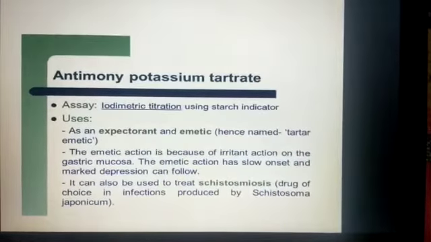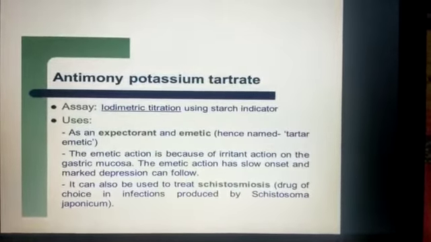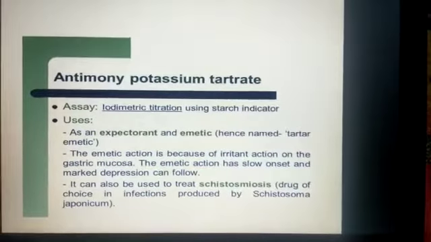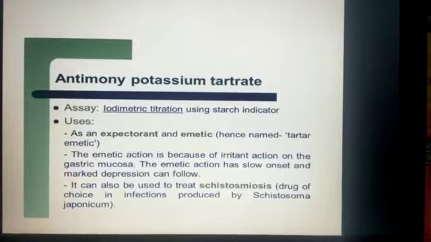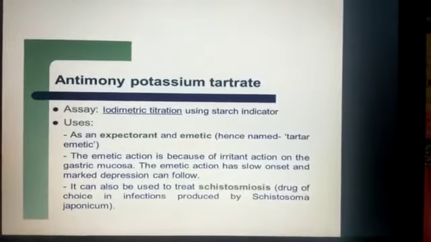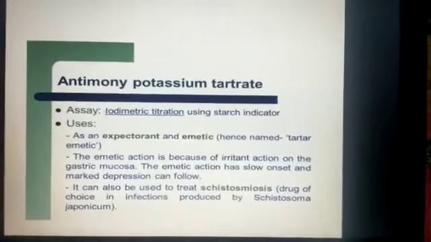It can also be used to treat schistosomiasis, the drug of choice in infection produced by Schistosoma japonicum.